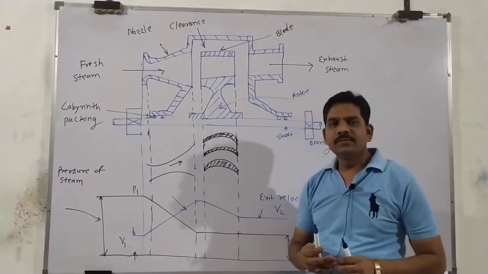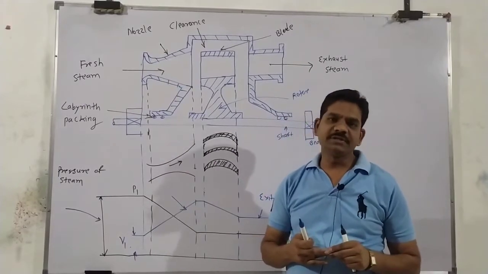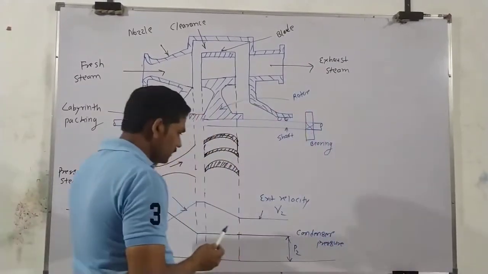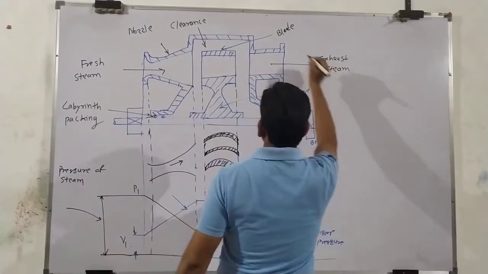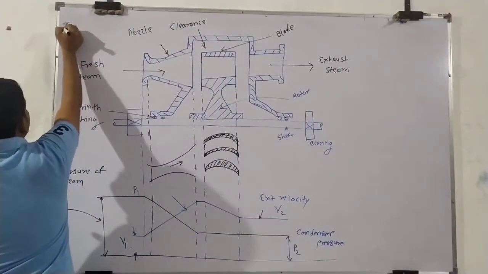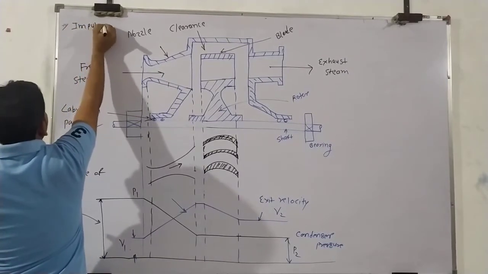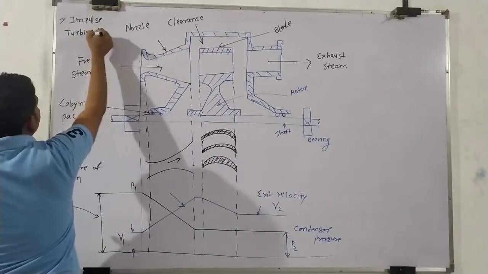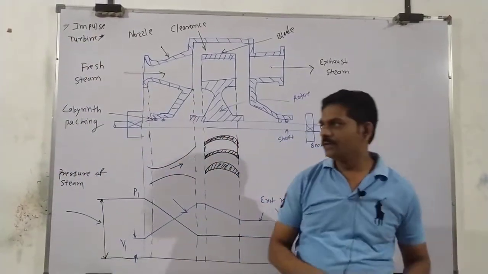Today we have to discuss unit number 6 and topic number 2. What is the topic number? The topic is simple impulse turbines. I write it down here: simple impulse turbines. What is the name of the topic? The name of the topic is simple impulse turbine.